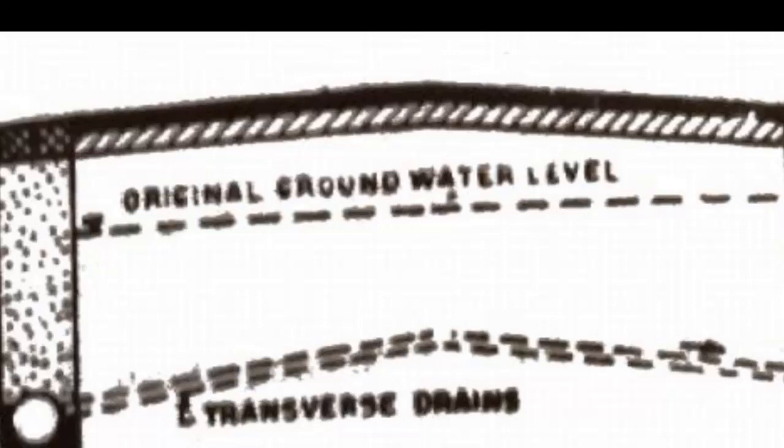These transverse drains consist of perforated pipes. That's why it is shown with the dotted lines. In this figure, it is very much clear. It is a cross section. If you see the plan, then it is very much clear. That we'll see in the next figure.